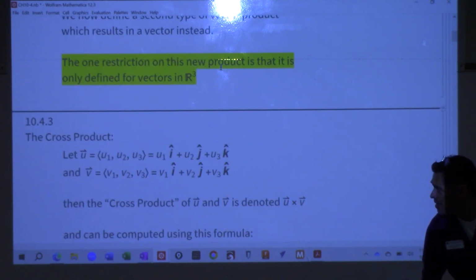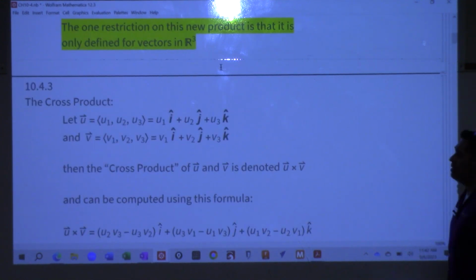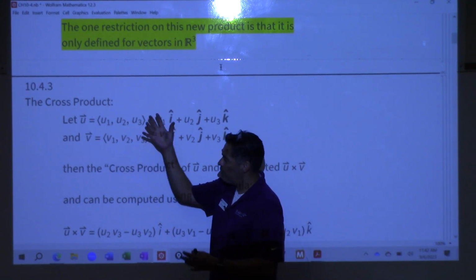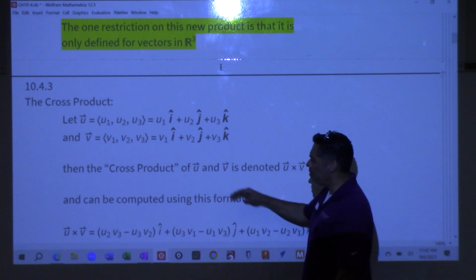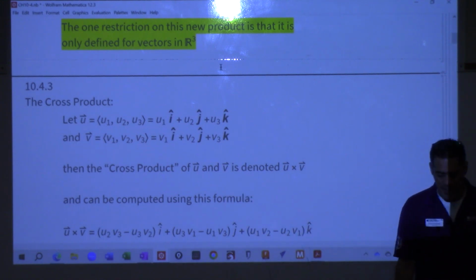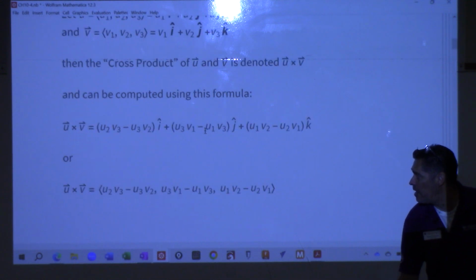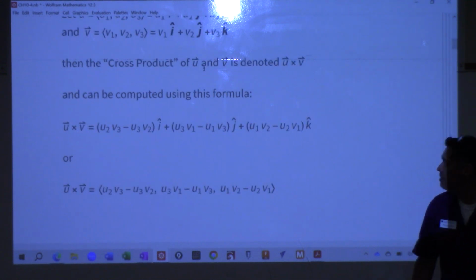All right, so let's take a look at how we're going to do this. If we have two vectors, u1, u2, u3 and v1, v2, v3, with three components for each vector, we will now define the cross product. Here's the definition. Memorize it by the end of 30 seconds. Ready? Y'all got that memorized?